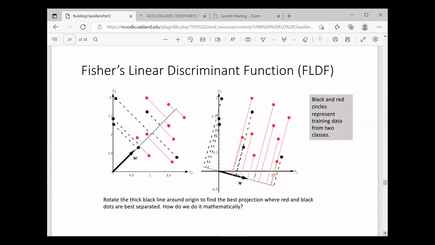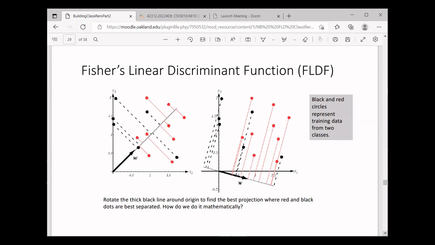If you change the orientation of weight vector W and look at another orientation, another direction for weight vector W, shown in the right hand side, and draw a line and again project all the points. So what you're going to see here is a different mixture of red and black.